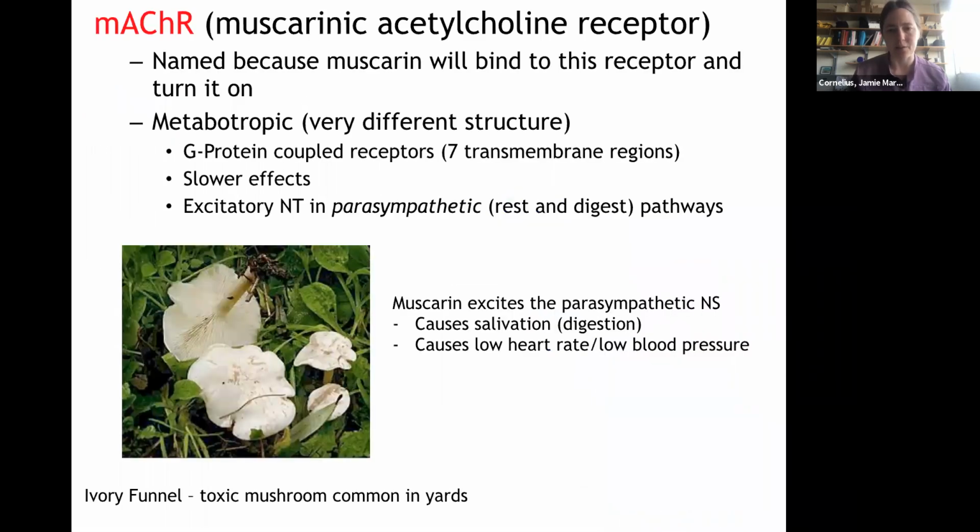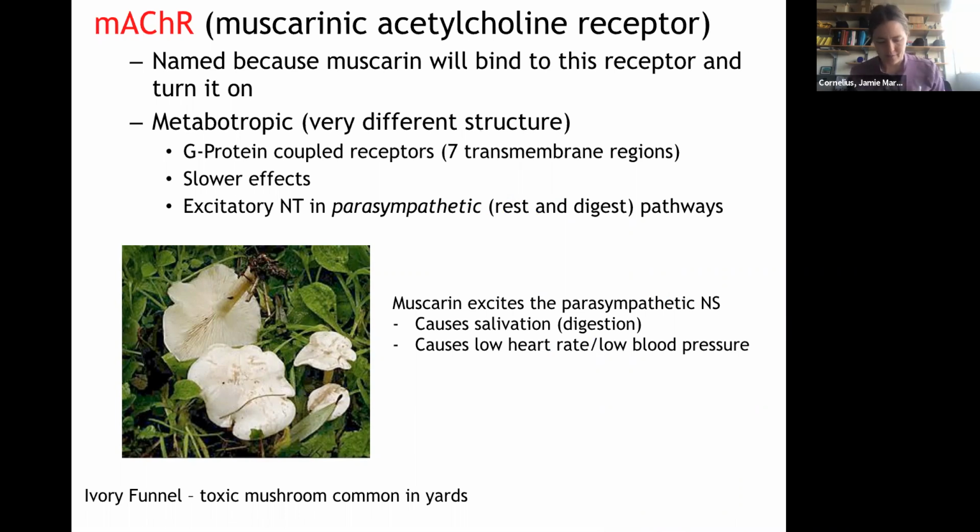The muscarinic acetylcholine receptor is named because muscarine, another drug, will bind to this receptor. So these are just named, they're 2 different receptor types, and they're just named after drugs that happen to stimulate them. So this one is metabotropic. It's G protein coupled, which means that it has 7 transmembrane regions. I don't have that drawn here.